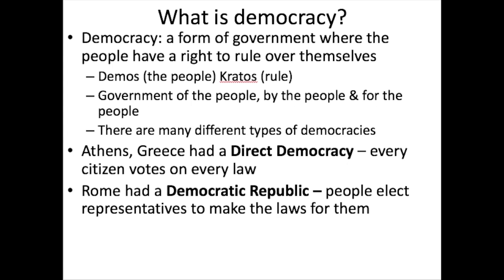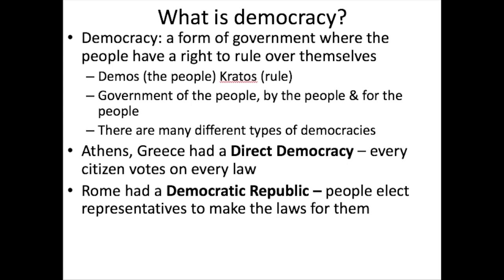Now, there are many different types of democracies. Athens, most famously, and had a lot of influence on the Romans, had a direct democracy. A direct democracy is a bit different than what we have in the U.S. and what the Romans had. In a direct democracy, every citizen votes on every law. Like Rome, Athens had citizenship pretty limited. But if you were a citizen, you had a right to vote on every single law.